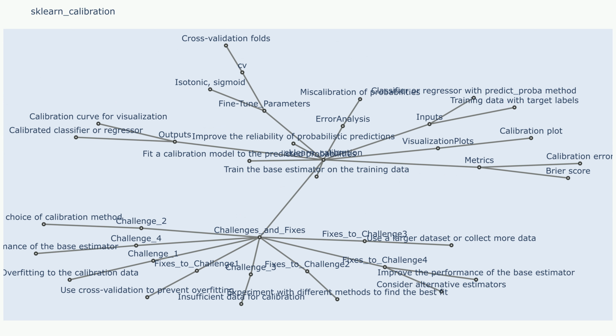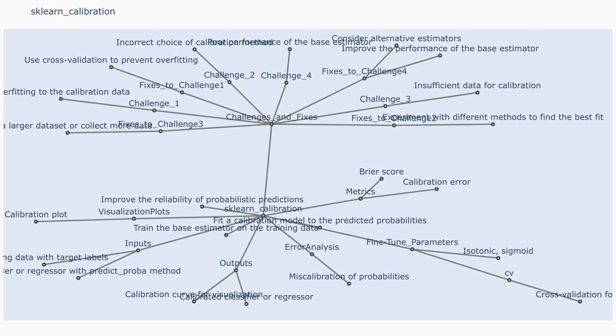Outputs. Output 1. The calibrated model itself is the primary output. This is the adjusted version of the original model, where its predictions are recalibrated to align better with the true probabilities of the events.